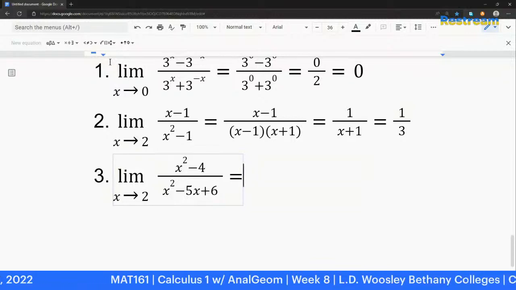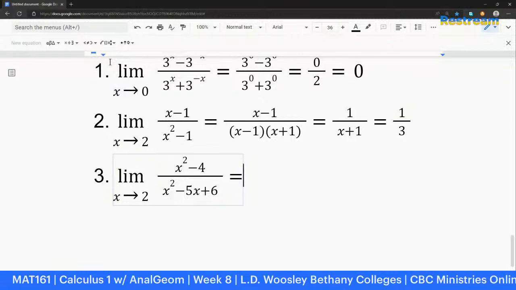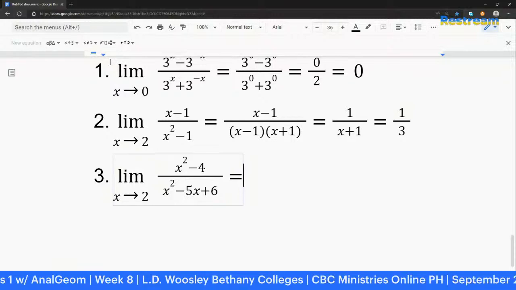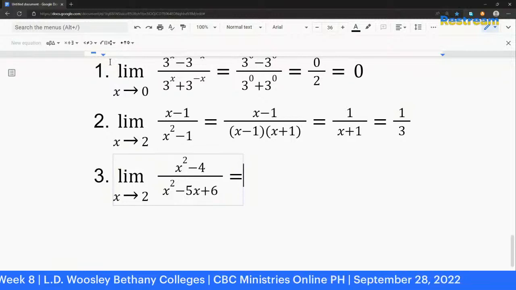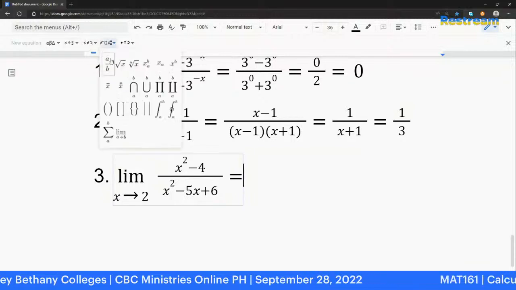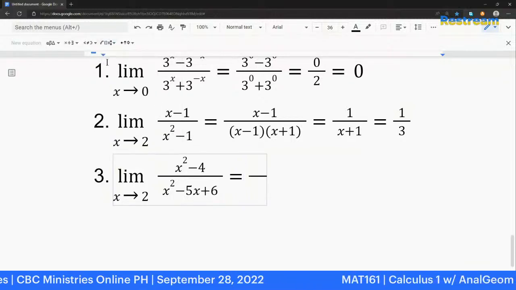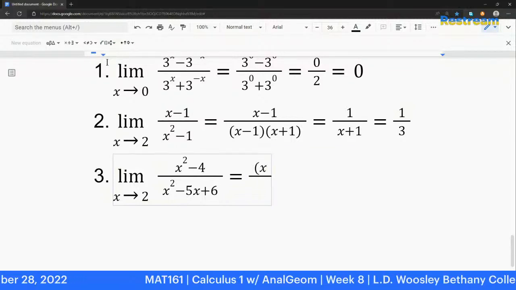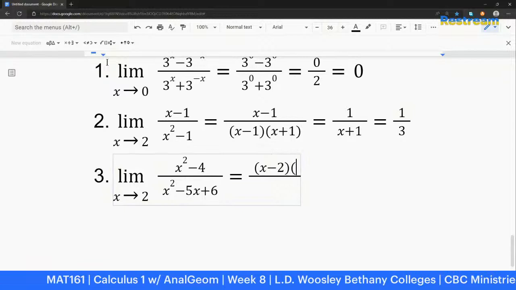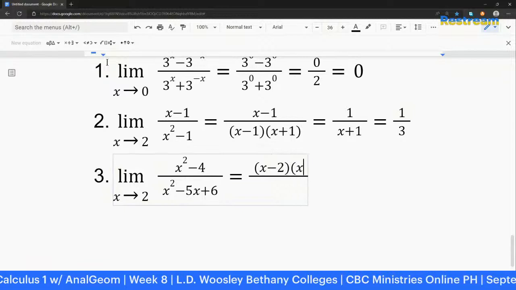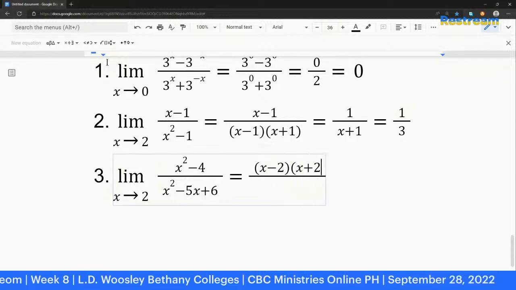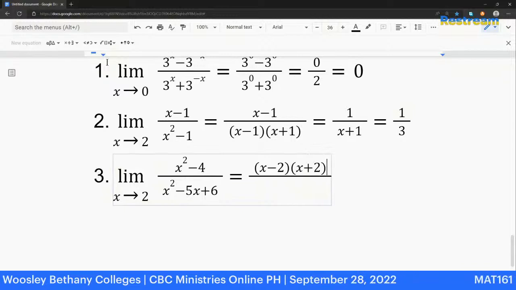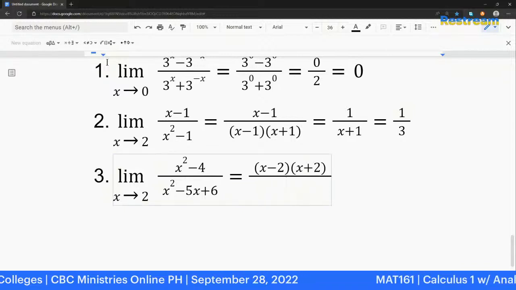Okay, so factor out, Nora, the numerator. Yes, please. Okay, so give me the factors. X minus 2, right? And then x plus 2. Okay, correct. Then all over the factor for your denominator.